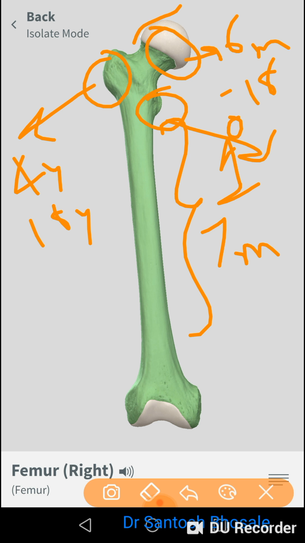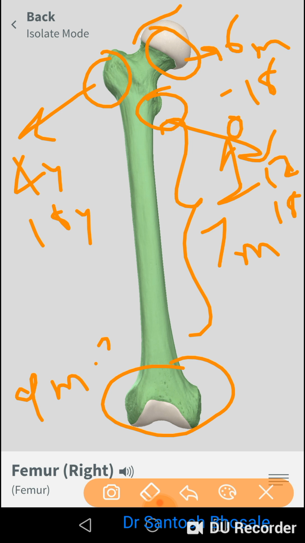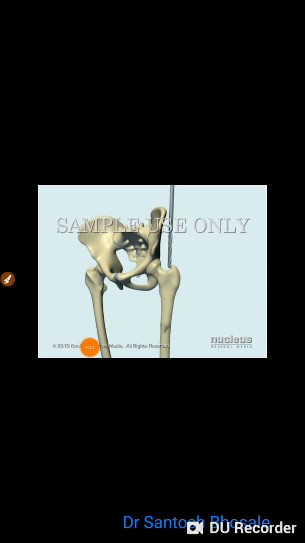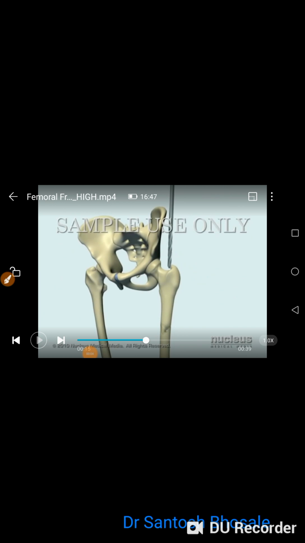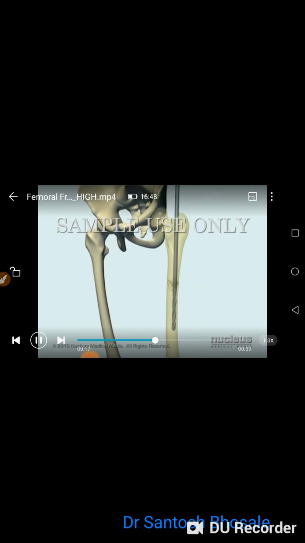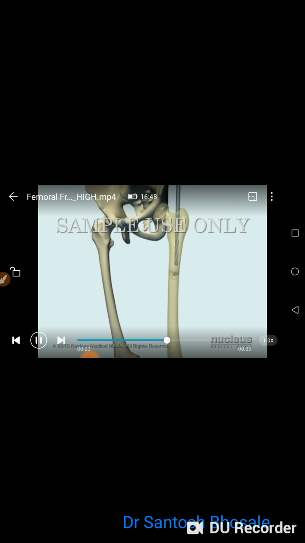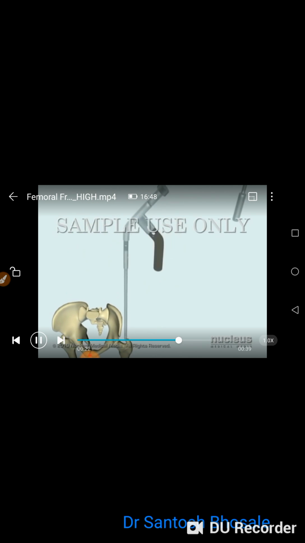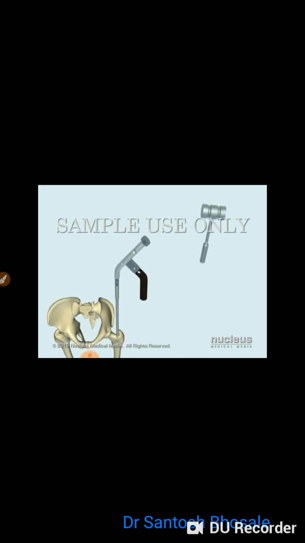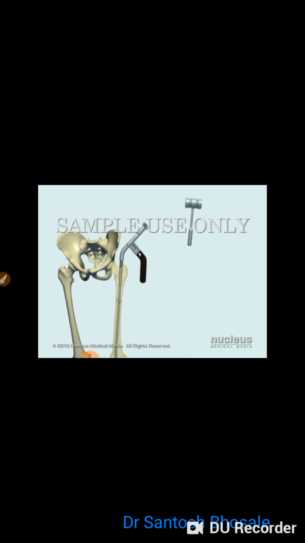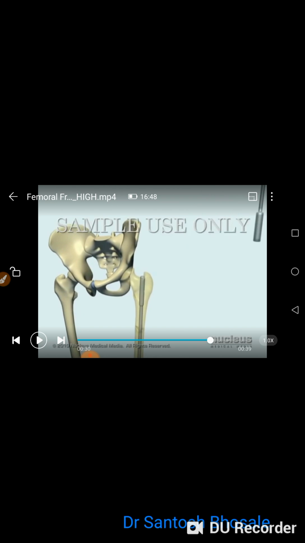For lesser trochanter, it is 12 years and fused by 18 years, whereas the lower end, it is around 9th month and fused by 20 years. So this is the ossification of the femur. You can see here the nailing is used, that is the intramedullary nailing of the femur. So this trochanter shaft angle helps in that, which marks the junction between the spongy bone and cortical bone.